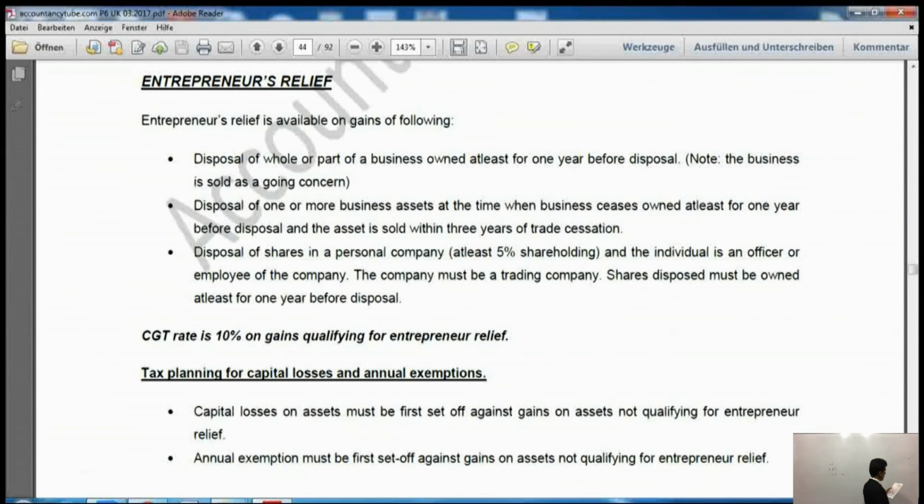Then it says the company must be a trading company. Shares disposed must be owned for at least 1 year before disposal. Now these are the conditions that you will have to learn in order to be eligible for entrepreneur relief, and these are very, very important as far as capital gains tax is concerned. And after that it says CGT rate is 10% on the gains qualifying for entrepreneur relief.